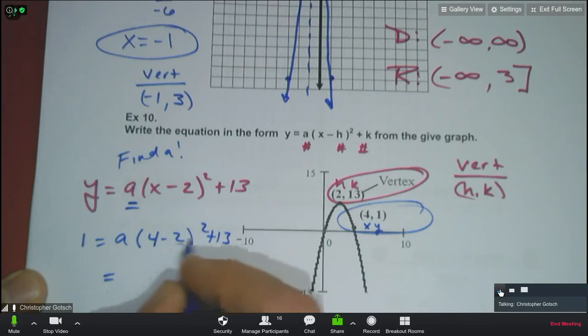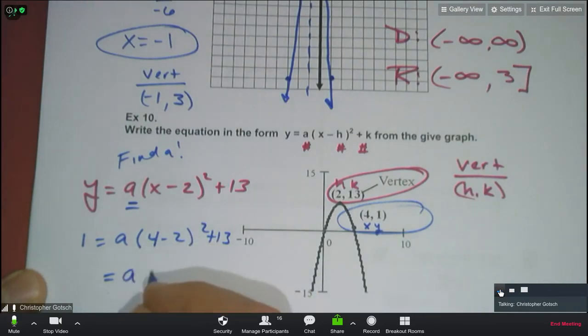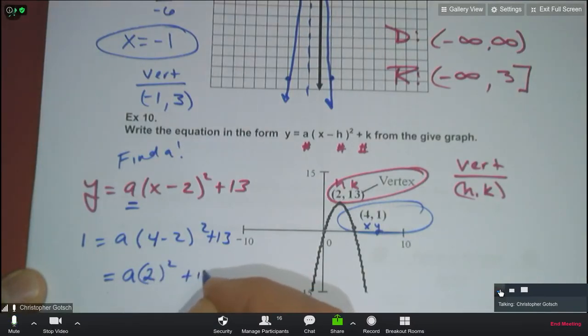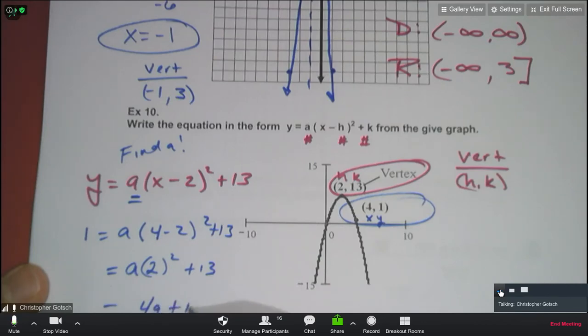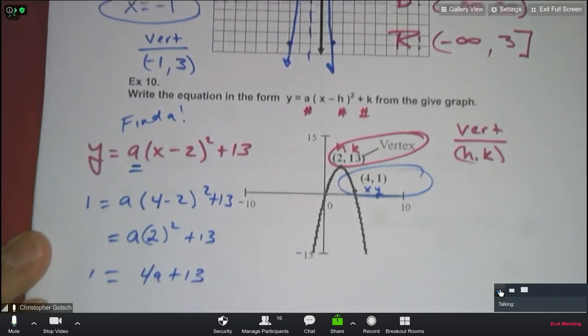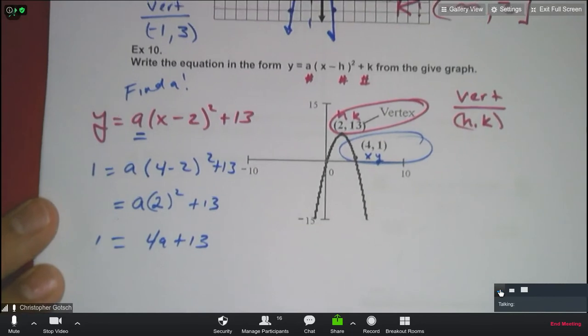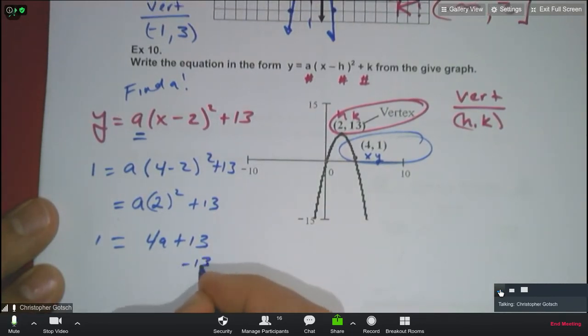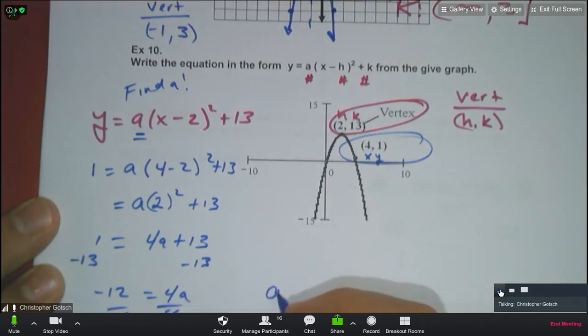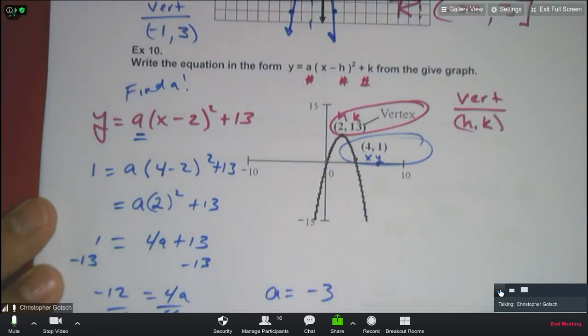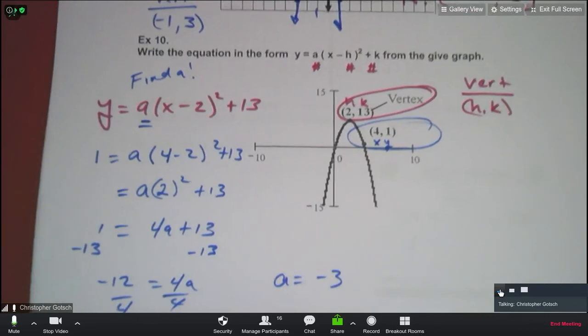Please excuse my dear Aunt Sally. Do our parentheses first. 4 minus 2 is 2, squared. Then we do our exponents. That's 4a plus 13. And then we finish up a little algebra for all you playing at home. 1 minus 13 is negative 12. Divide, and we should get a is a negative, which is good because it's going down. I got a was negative 3.